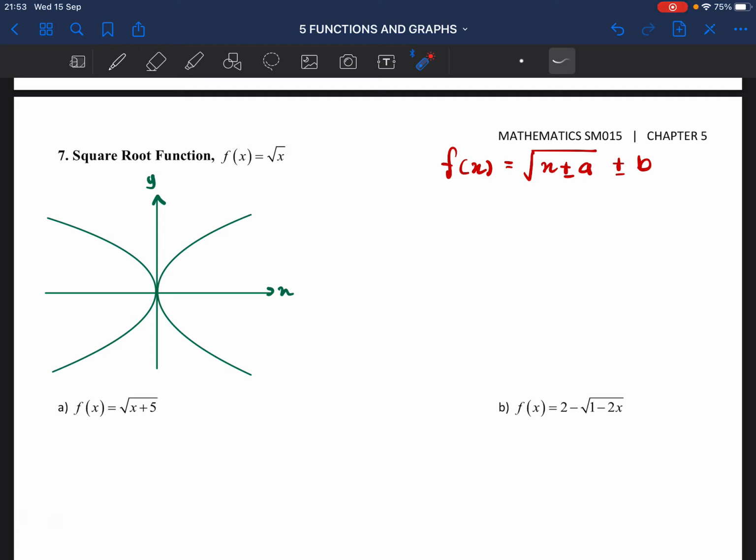Okay, for the next function, we are going to proceed into how to sketch a square root function. So we know that square root is a punca kuasa. Okay, kamu kena tahu juga condition untuk square root apa. We know that x cannot be negative. Okay, x mesti greater than or equal to 0.